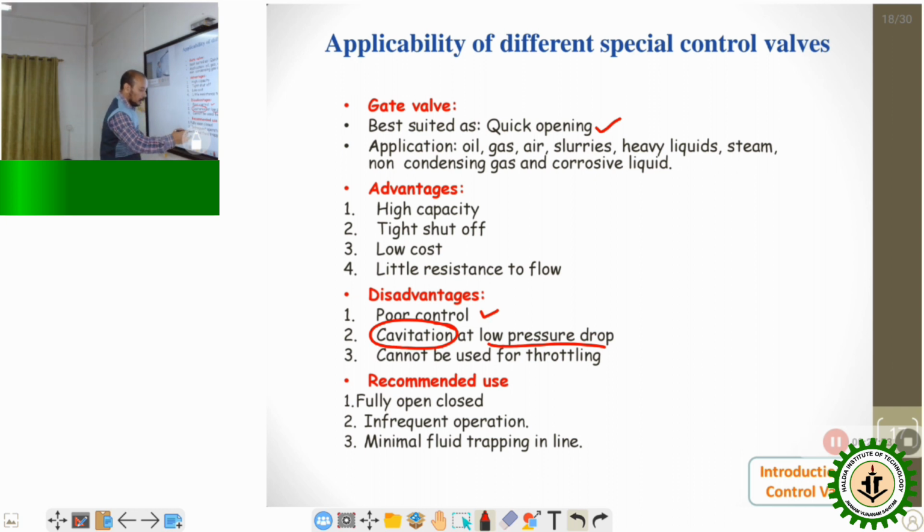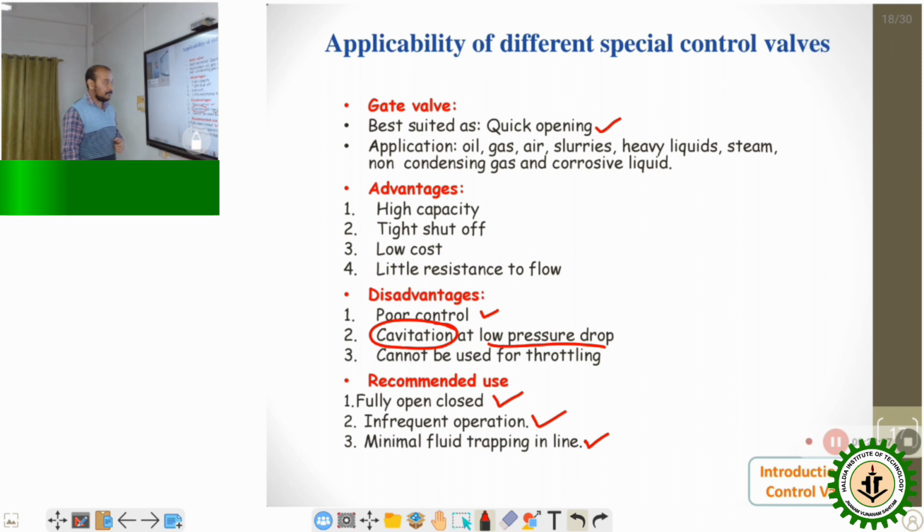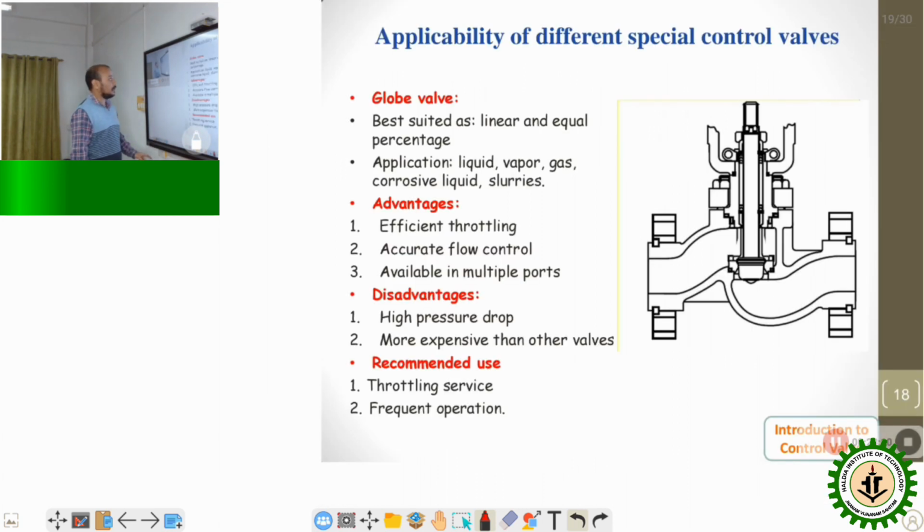Recommended uses: full open and closed. As I already mentioned to you, proportional opening and closing cannot be done by this particular valve. Infrequent operation and minimal fluid trapping in the line. So these are the recommended uses of gate valves. If we talk about globe valves, they can be used for linear and equal percentage characteristics. Application areas are written over here. Advantage: efficient throttling. If you want to make a proportional output from the control valve, you can go for a globe valve. Accurate flow control can be done.